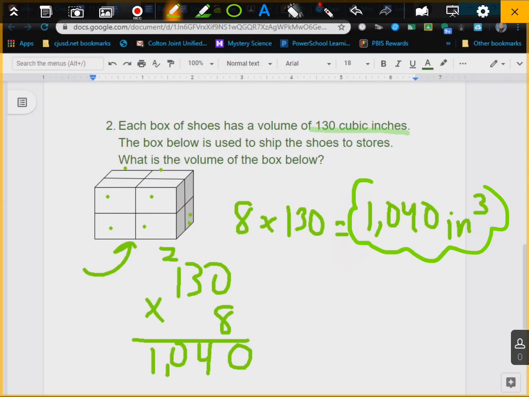All right, you guys, that's all we're doing today. Okay, you're going to be given word problems like this with figures, and you're going to want to multiply how many are in the box times the cubic inches that they give you, the volume of one of the boxes.